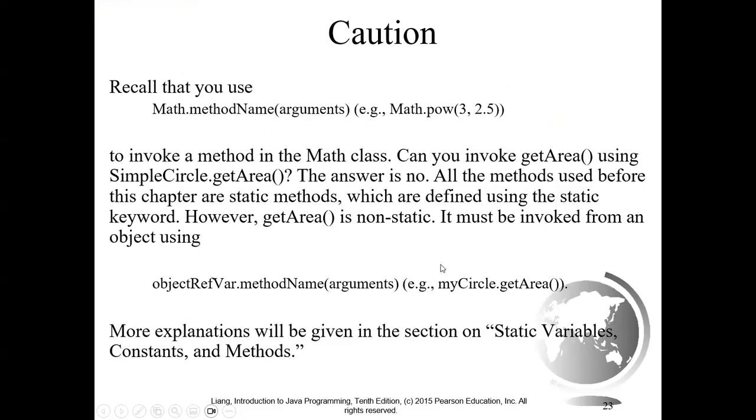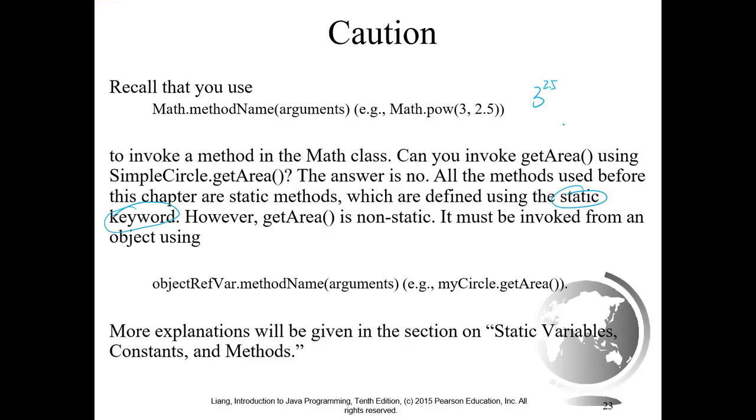And then there's something you should be careful about. Let's recall that you use Math.methodName with arguments. For example, Math.pow(3, 2.5). That means we are taking 3 to the power 2.5. It is to invoke a method in the Math class. But can you invoke getArea using simply Circle.getArea? The answer is no, because all the methods used before this chapter are static methods, which are defined using the static keyword. Okay, we have stressed this thing.